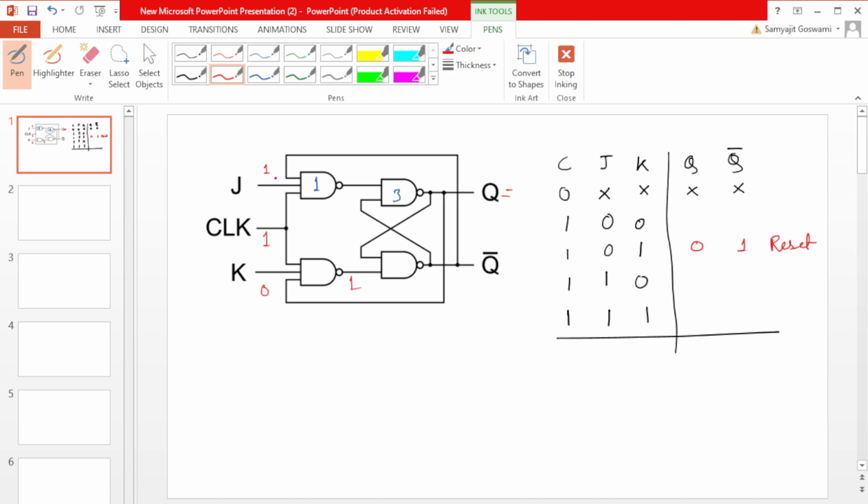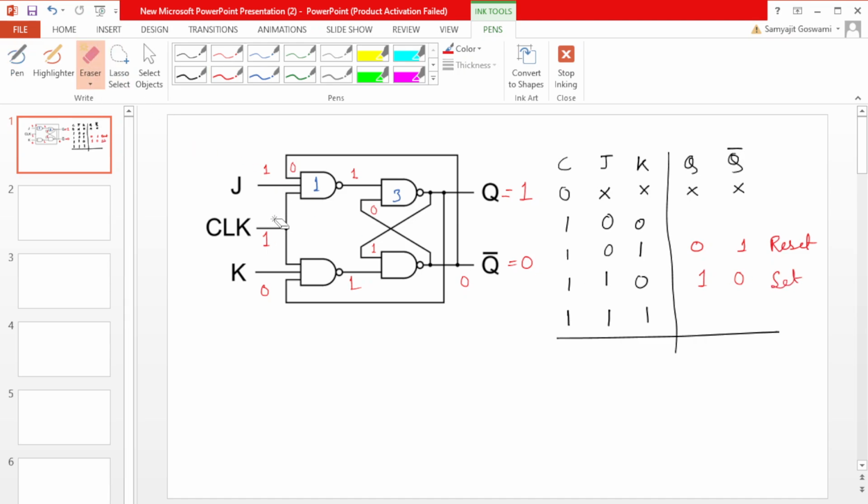Now there is 1 1 in gate number 1, as both J and clock are 1, so we have to see what the third input will be. At that moment we consider this is 0, you can consider 1 also. This is 0, so definitely it will be 1. This 0 goes here; 0 and 1 means, as there is a 0, the output will be 1, and this 1 comes here, and 1 1 means the output will be 0. So this is 1 0, that means the set condition.